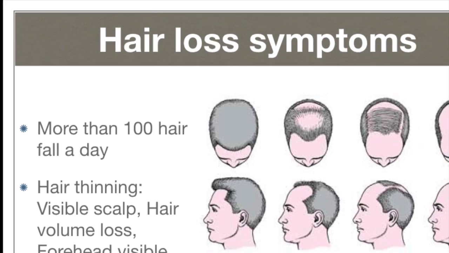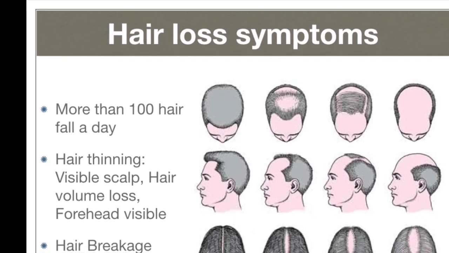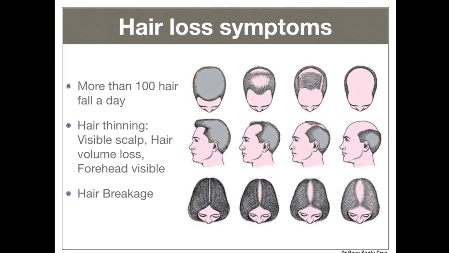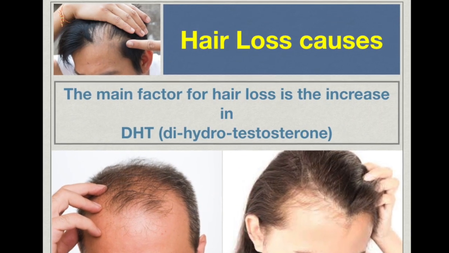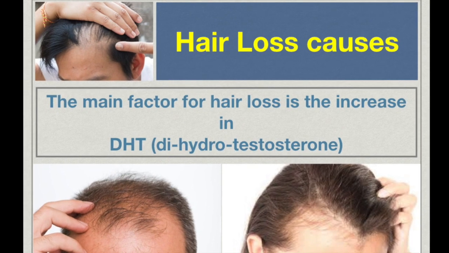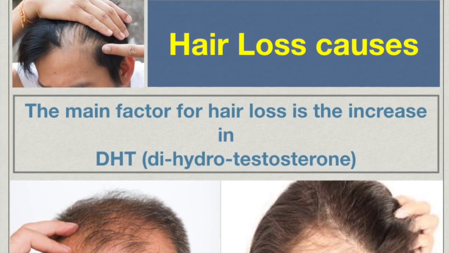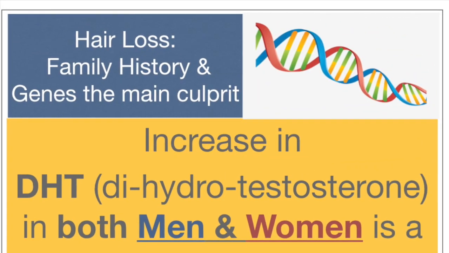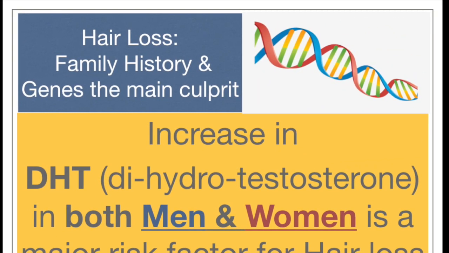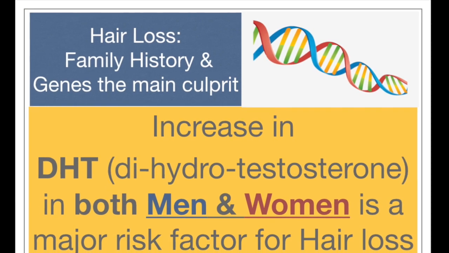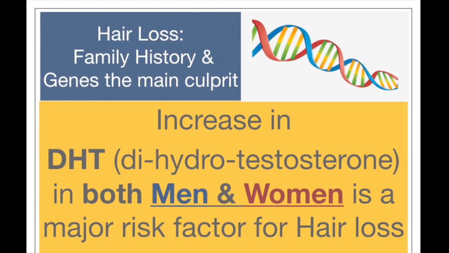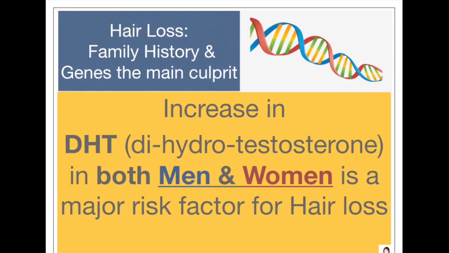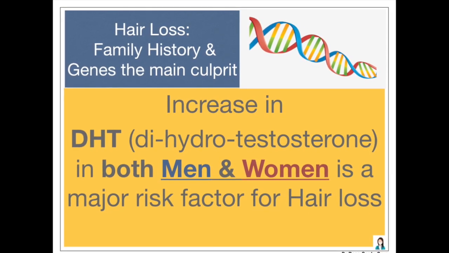Hair loss symptoms are more than 100 hairs falling a day, hair thinning, and hair breakage. The main factor for hair loss is the increase in DHT, or dihydrotestosterone. Family history and genes are the main culprits. An increase in DHT in both men and women is a major risk factor for hair loss.